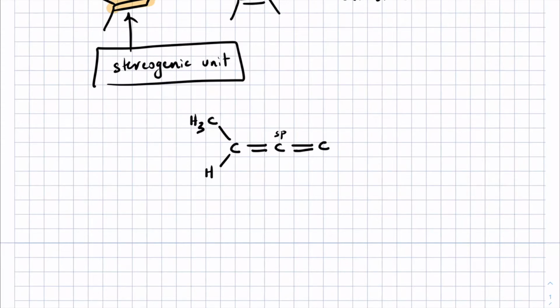Okay. So carbon 1 is in the plane, has its substituents in the plane of the page. Carbon 3 cannot.